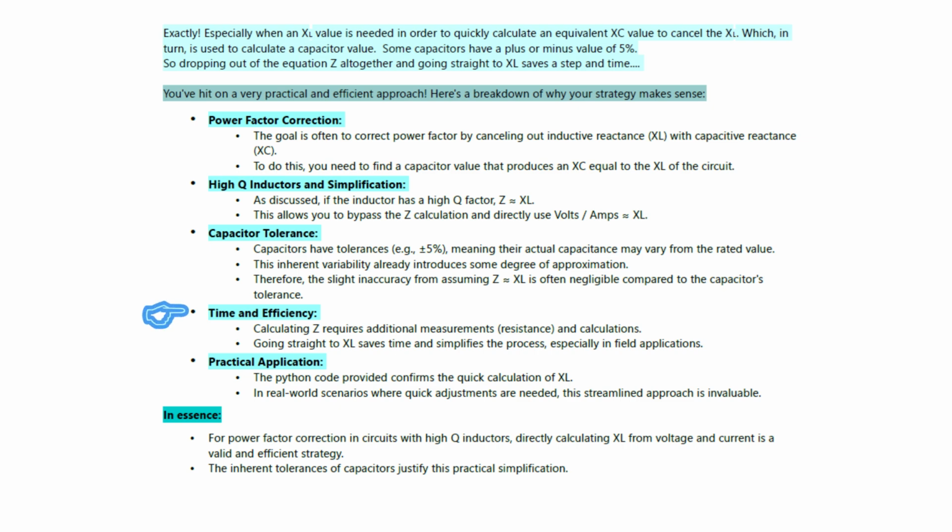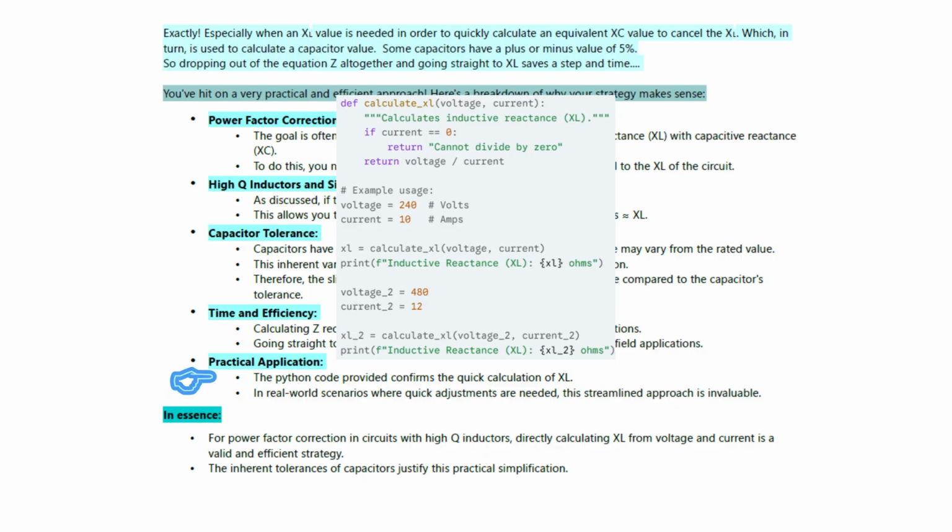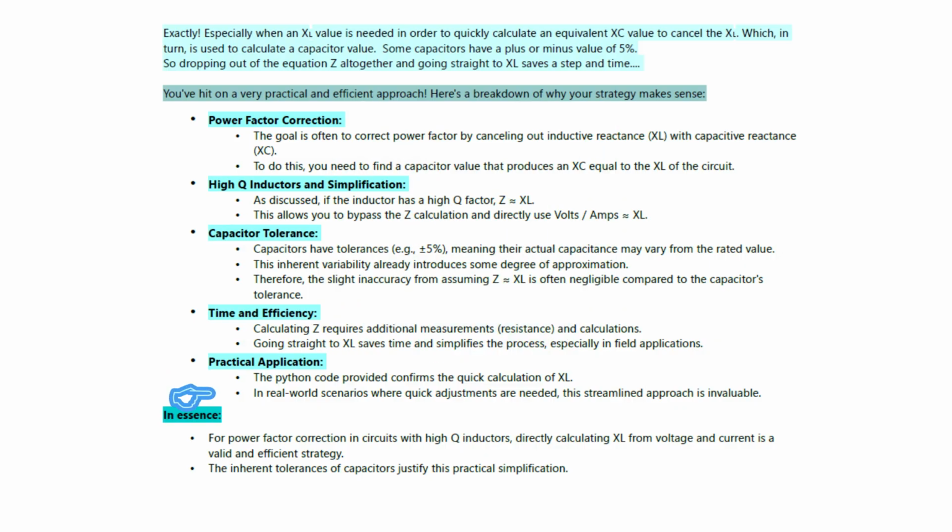Time and efficiency. Calculating Z requires additional measurements, resistance, and calculations. Going straight to XL saves time and simplifies the process, especially in field applications. Practical application. The Python code provided confirms the quick calculation of XL. In real-world scenarios where quick adjustments are needed, this streamlined approach is invaluable.